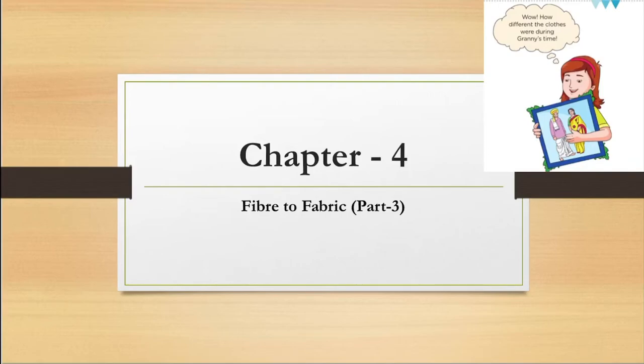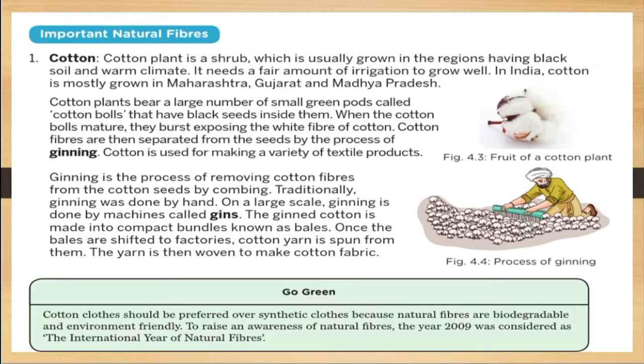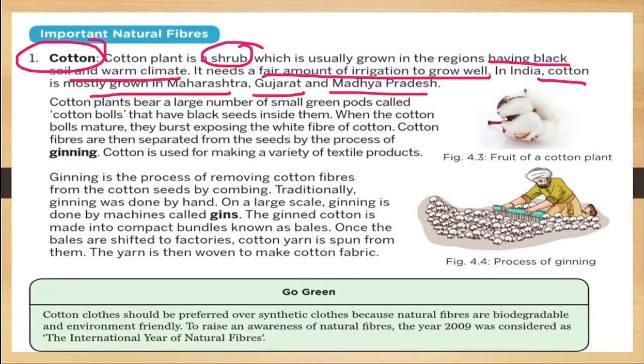Now let's get started. First of all, let's discuss cotton because it is one of the important natural fibers. The cotton plant is basically a shrub, usually grown in regions having black soil and a warm climate. This plant needs a fair amount of irrigation to grow well, not very high and not very low. In India, cotton is mostly grown in Maharashtra, Gujarat and Madhya Pradesh. Now let's see how it happens.